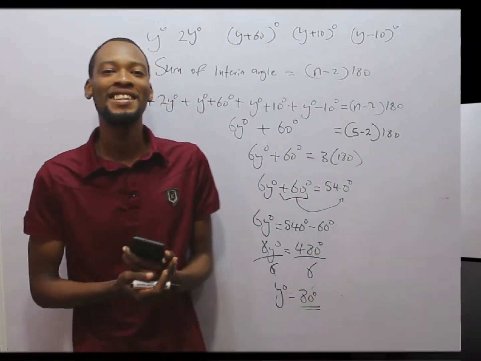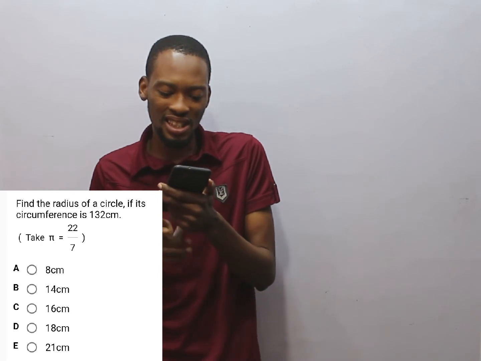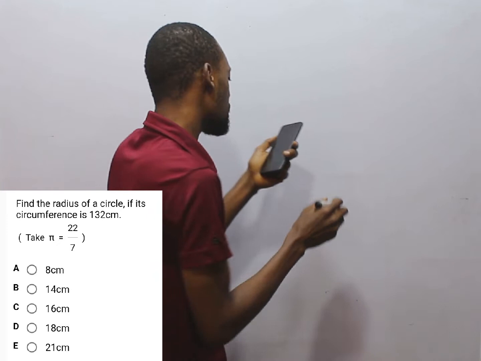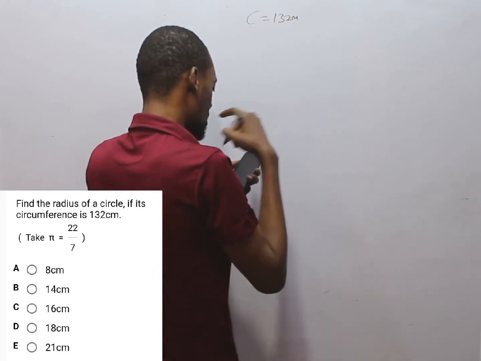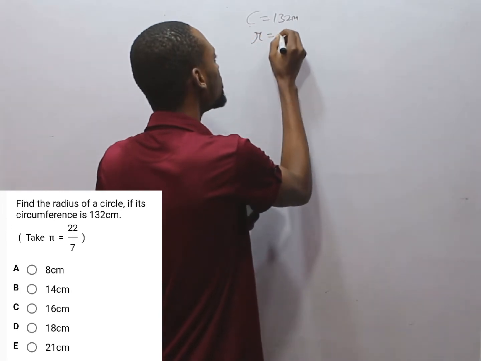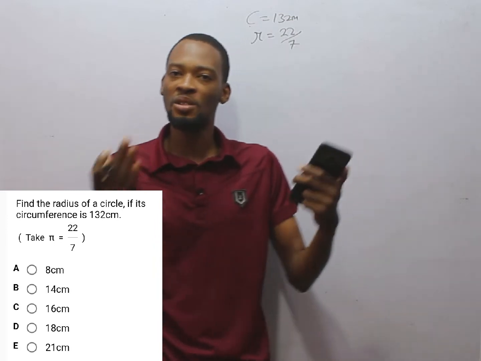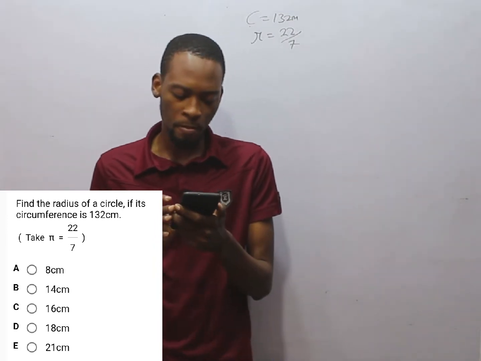That is the answer to this question. Find the radius of a circle if its circumference is 132 centimeters. Find the radius. We are given the circumference to be 132 meter, and they said take pi to be 22/7. The value of pi is constant, so you always take it to be 22/7.